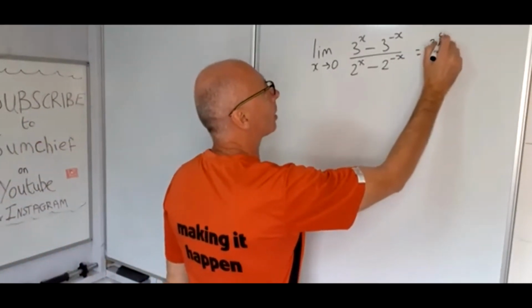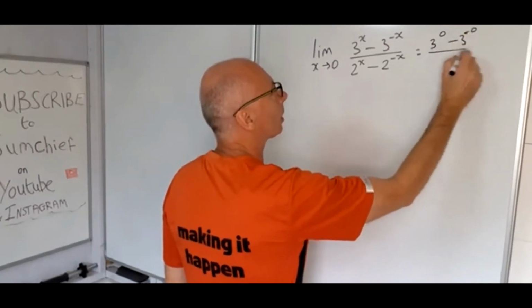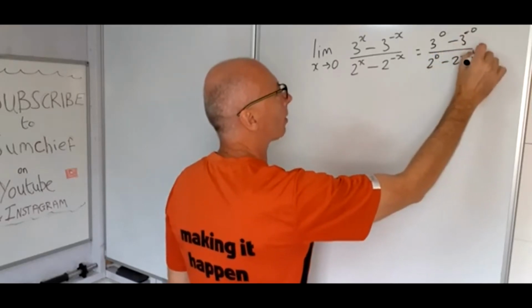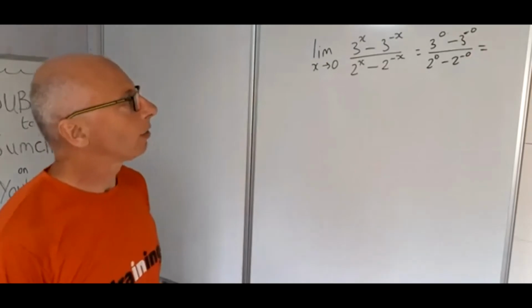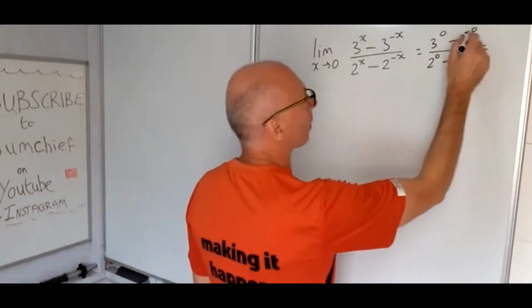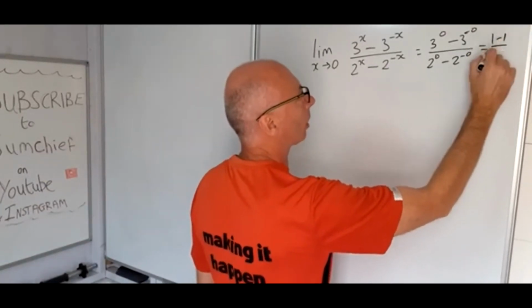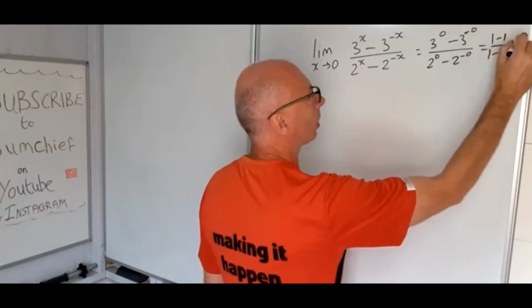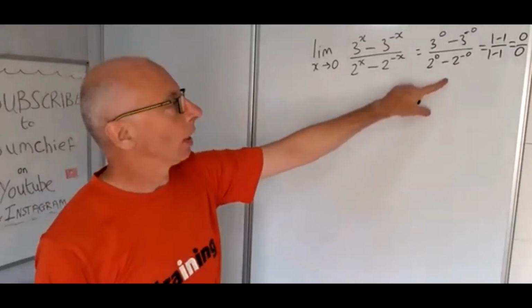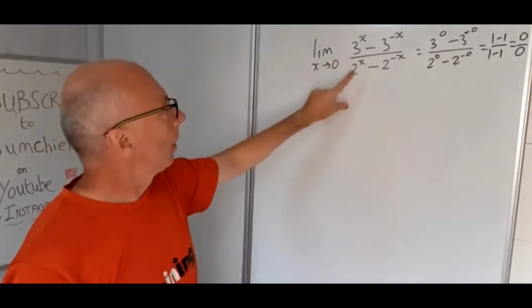So we've got 3 to the 0 minus 3 to the minus 0 over 2 to the 0 minus 2 to the minus 0. Well, anything with a 0 in its power is just going to be 1, even if you've got a negative here, because negative 0 is still 0. So we've got 1 minus 1 over 1 minus 1, which is 0 over 0. So we've got an undefined result here. So what do we do next to find this limit?